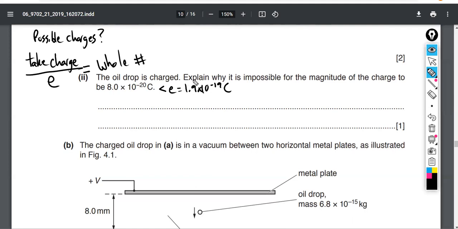So every charge in the universe must be an integer multiple of elementary charge, of this number. It's either 1 of those, or 2 of those, or 3, or 300, or 3 million, or 300 billion, but not 300 billion and a half. Can't have the half. So I leave it to you to spell that out in your own words.